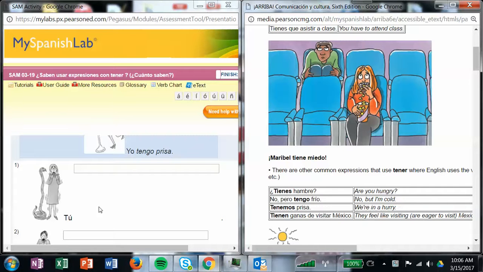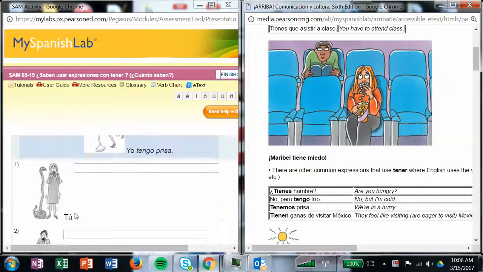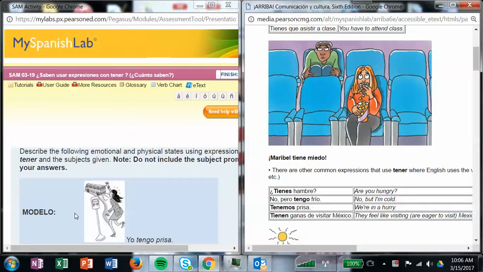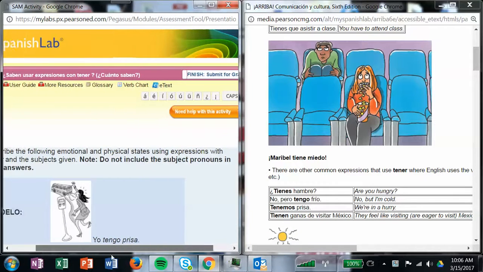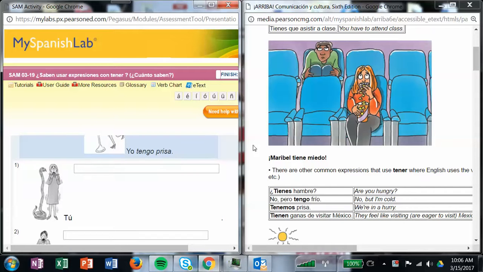The first mistake I made is that I thought these were supposed to be part of the sentence, not just the two, but the subject pronoun. If you're writing in the subject pronoun, oh, it tells you right there. I didn't read my directions. It says do not include the subject pronoun. So anyway, here she's afraid.